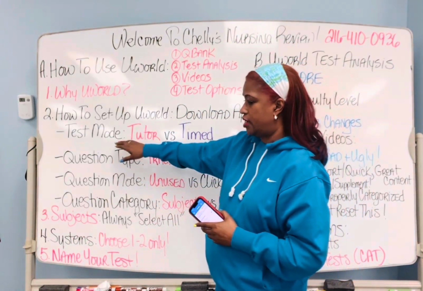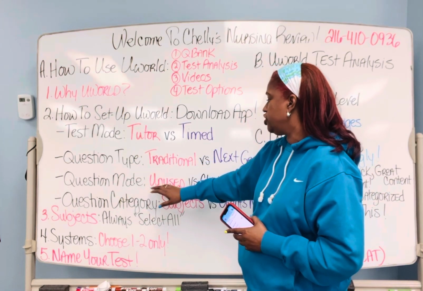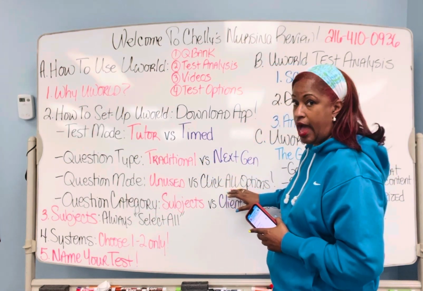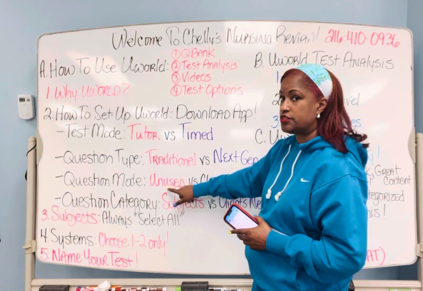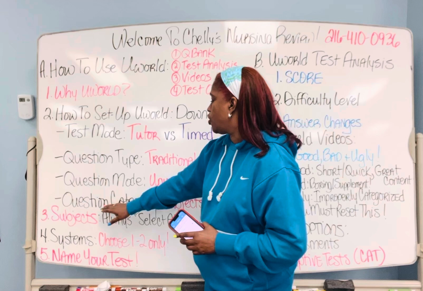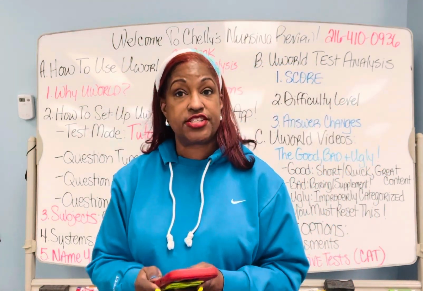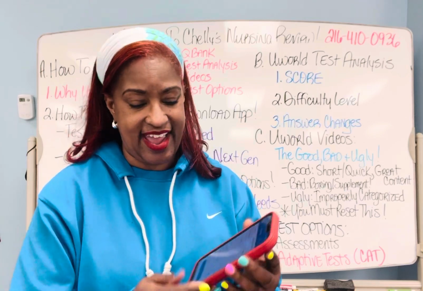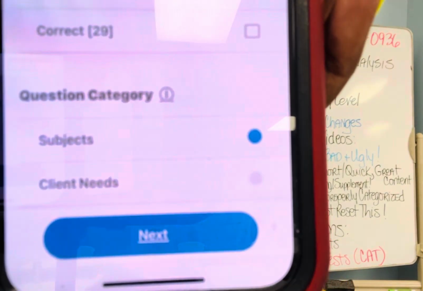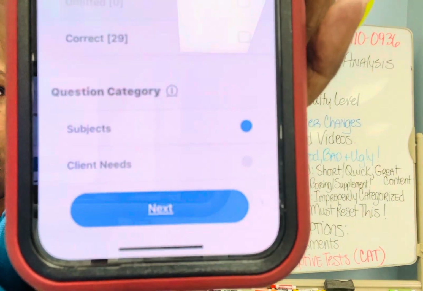So we did question mode, we did question type, we did unused versus click all options. Remember, unused is for mastery, click all options is for any other test you're taking. Question category. Let's move on to question category. This is where you really got to listen, okay? Here, you cannot click both. You have to choose one or the other.